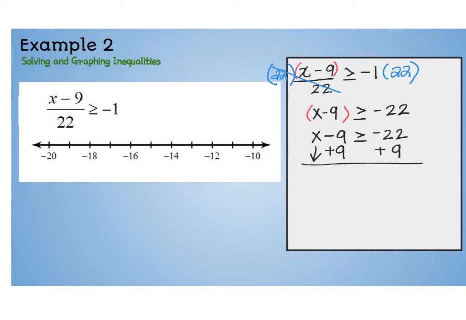I'm going to bring down x. This cancels. Then I'm going to bring down my inequality symbol. Negative 22 plus 9, that is going to give me negative 13. And so that is my solution.